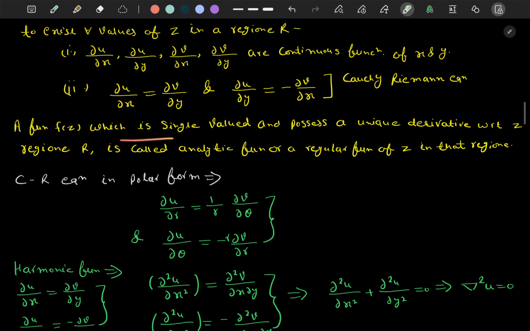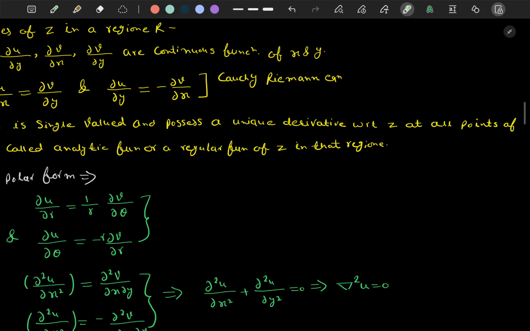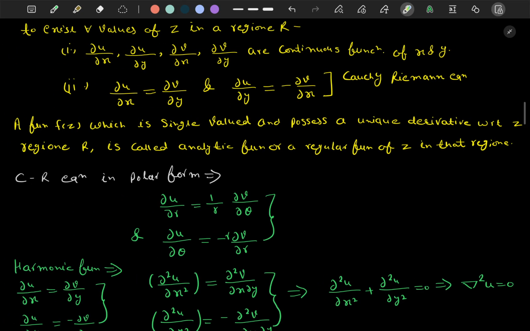A function f of z which is single valued and possesses a unique derivative with respect to z at all points of region R is called an analytic function or a regular function of z within that region. What does it mean? It means if you have a function f, and this function is satisfying these two equations, and the function is single valued and has a unique derivative also, then we will call the function analytic within that domain.